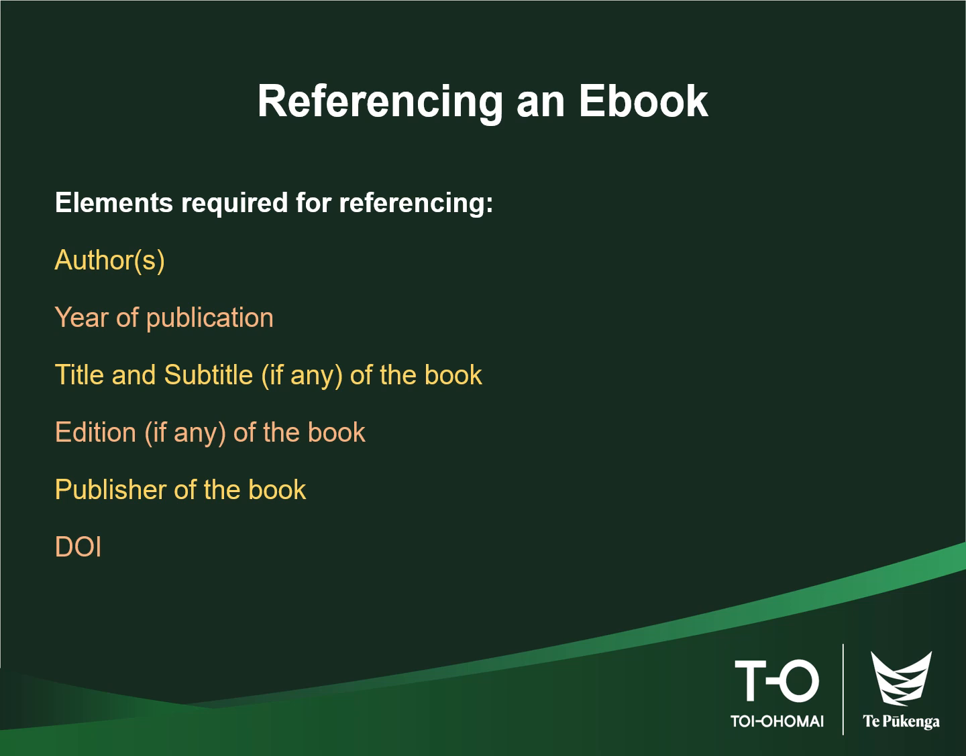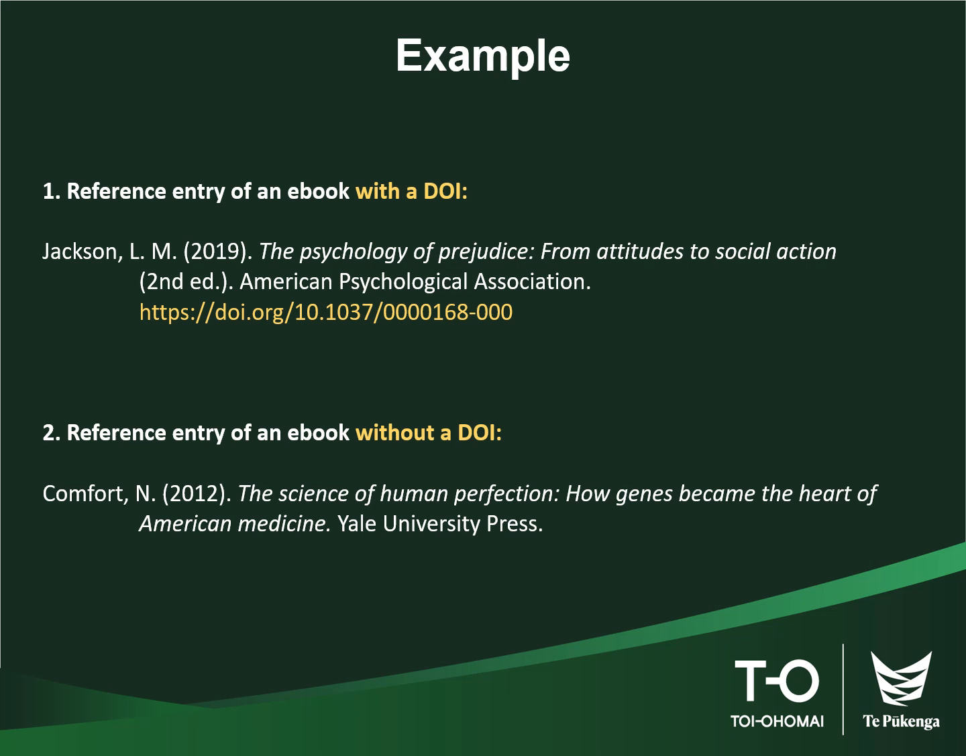If the book does not have a DOI and is an ebook from an academic research database, end the book reference after the publisher name. Do not include the database information in the reference. The reference in this case is the same as for a print book. Following are the examples of a reference entry of an ebook with a DOI and without a DOI.